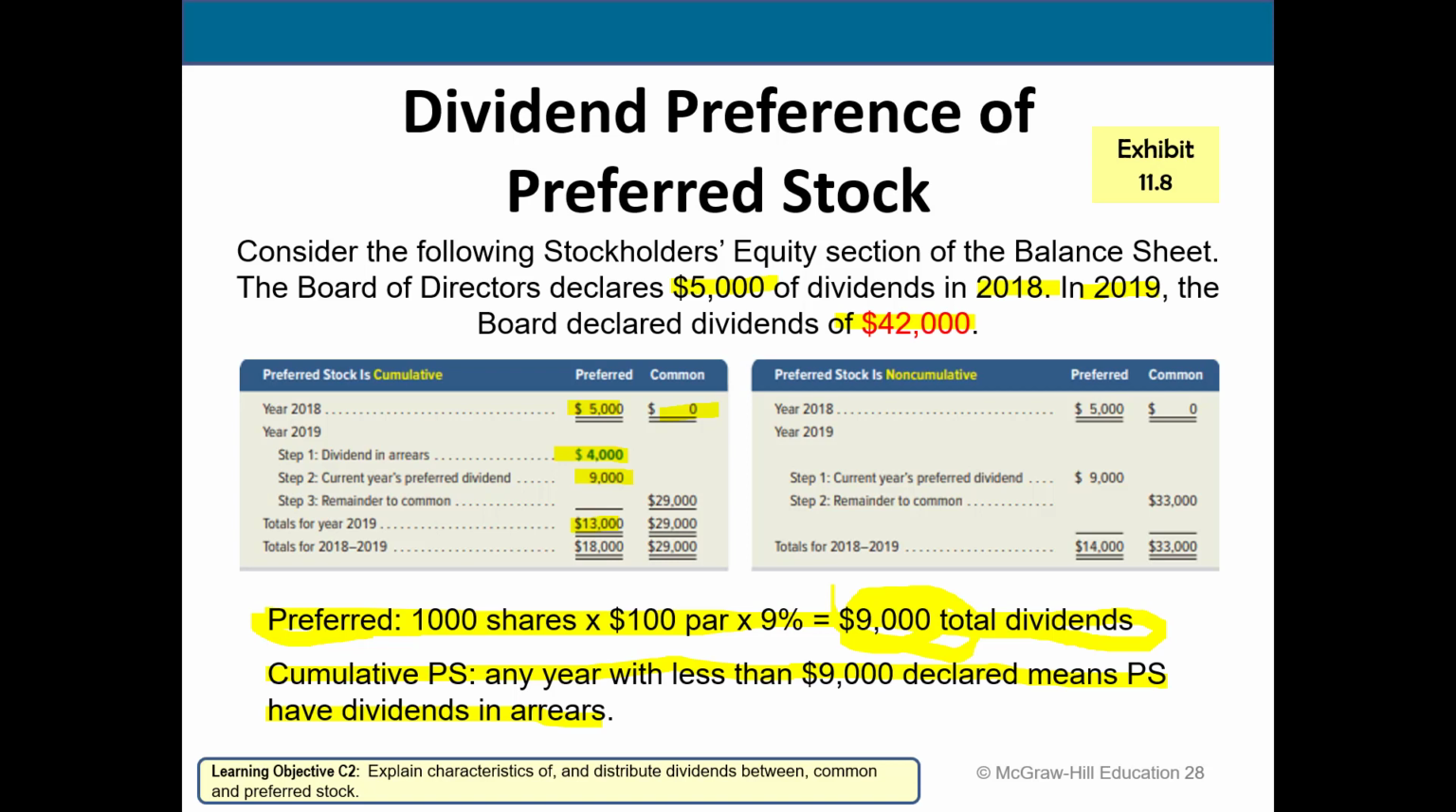And then common will get the remainder. If it's non-cumulative, in the first year, preferred will get their $5,000, but in the next year, there's no dividends in arrears. So in the next year, preferred will just get their $9,000 and then common will get the remainder.